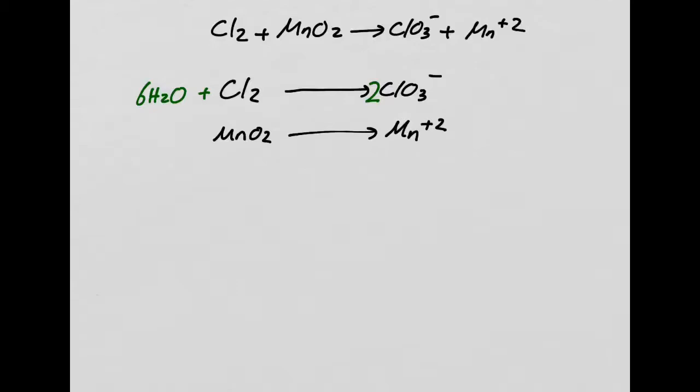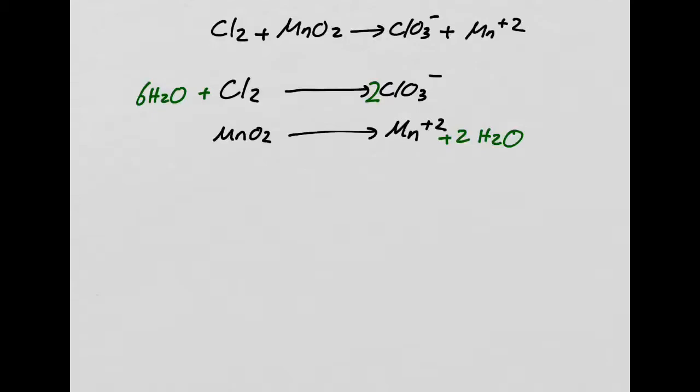How about down here? How many oxygen do I have? I have 2 oxygen on one side and no oxygen on the other. So I would add 2 H2O to this side. Then you balance the hydrogen by adding H+.